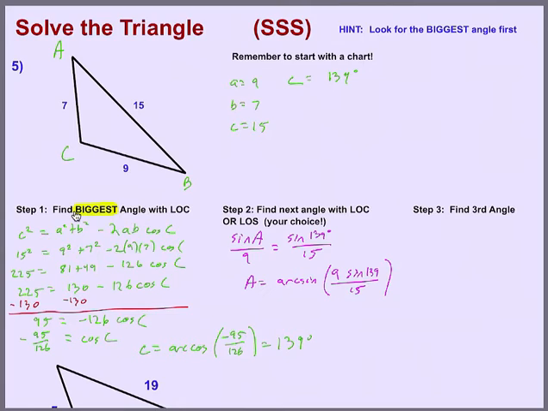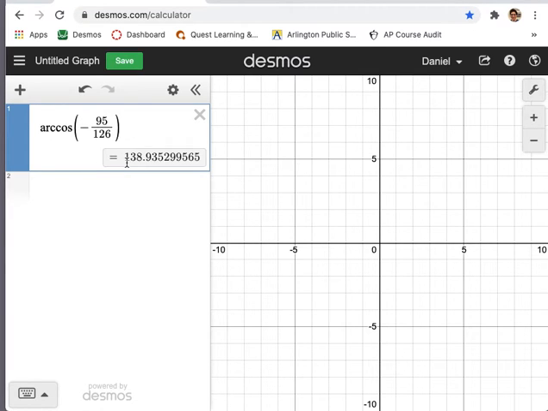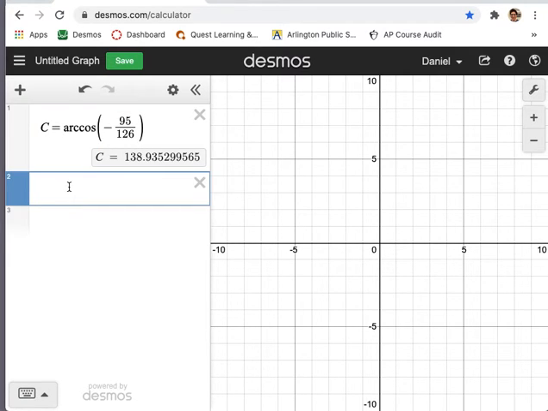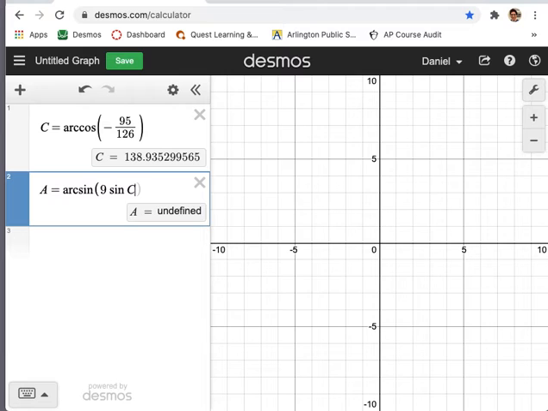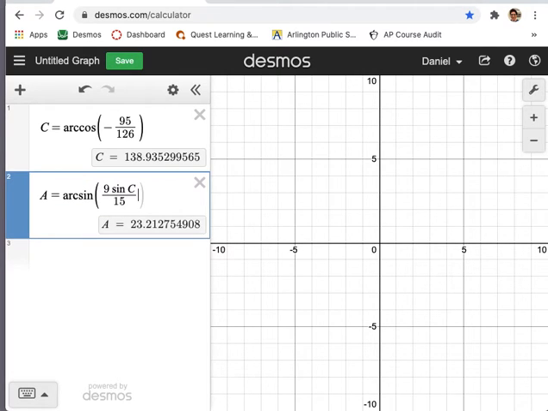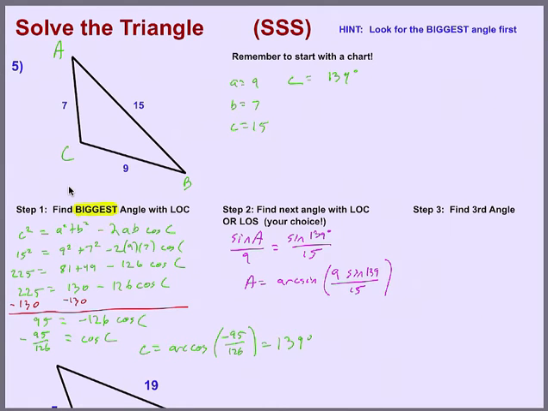And just remember that when I go to Desmos, I'm not going to use that 139. I'd rather not use the rounded number. So if I call this C, now I can say that A is equal to the arc sine of 9 times the sine of C over 15. So I don't have to worry about rounding the numbers or anything. There we go. A is 23.2 degrees. So I'll write that in here.